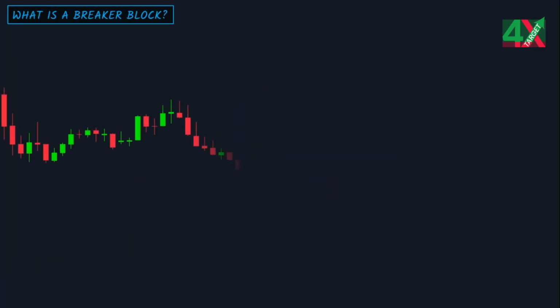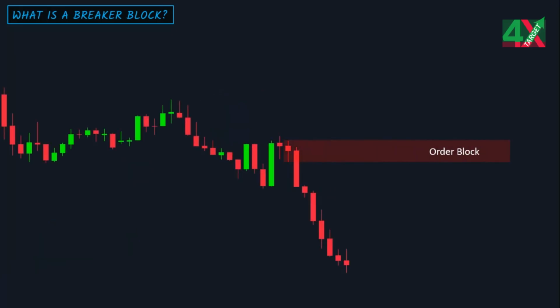The same works in reverse. If a bearish order block fails and price breaks through to the upside, it flips into a bullish breaker block. This happens because traders who entered on the original order block are now trapped. Breaker blocks are powerful because they don't just mark failed structures, they expose where traders are trapped, where liquidity has shifted, and where the smart money has flipped direction.